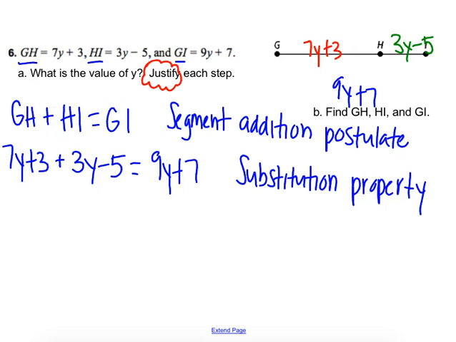Okay, now when you're solving for y, what do you always do? You add your like terms, right? So, excuse me, I was ahead of myself, 7y plus 3y is 10y. Now add your constants together, 3 and negative 5 gives me negative 2. Now copy down the rest, 9y plus 7, and we just simplified there.